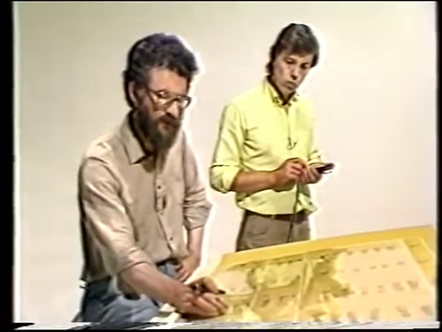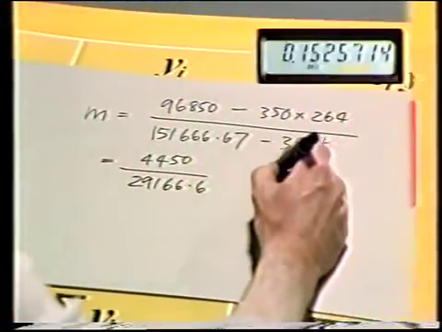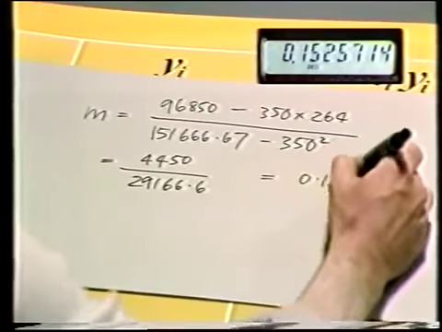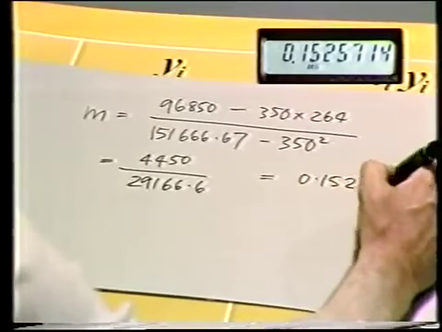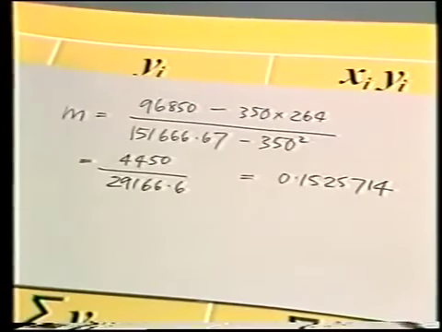So now we've got all the pieces that go into our formula. The mean of the products of the x and y values, and the two means of the x and y values, which we have to multiply together. The mean of the squares of the x values, and then also we're going to need the square of the mean of the x's. So let's go on now and actually complete the calculation. 0.1525714. Right, so that checks with the number that we had earlier.